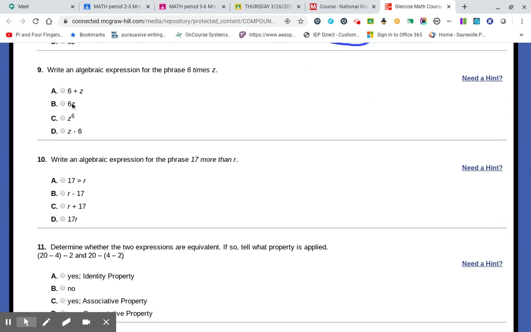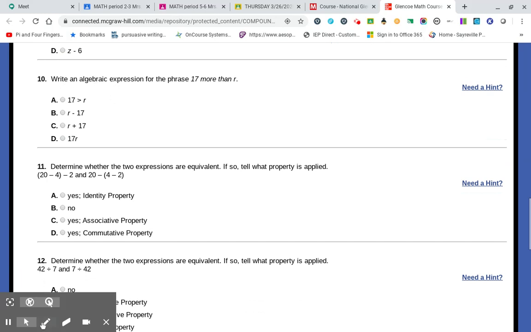Moving along. Write an algebraic expression, which is a variable and a number without an equal sign, for the phrase 6 times z. It's literally telling you times here, so it's multiplication. So which of these 4 represents multiplication? We just said anything when it's a letter and a number touching, we just said it is multiplication. So the only answer here would be B.